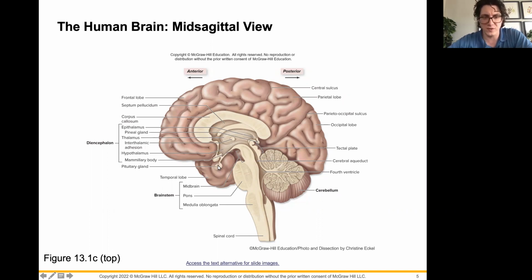Then we go down here to the hypothalamus, hypo meaning under, and this is going to lead us down here towards the pituitary gland. It's also going to lead us to the optic chiasma. So this is where the two optic nerves are going to come together. So lots of visual information going through this region here.